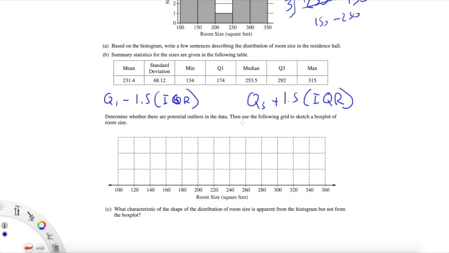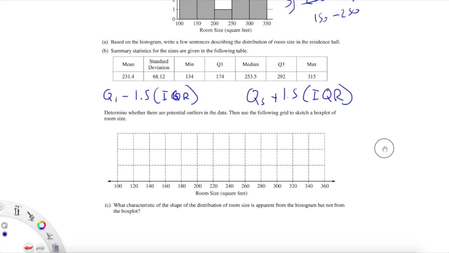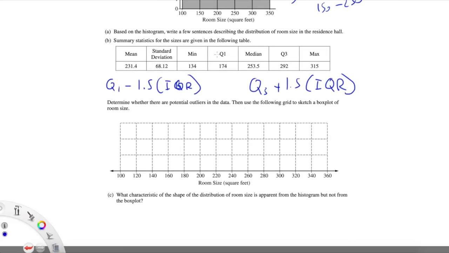Then in the next part, they say to use the following grid to sketch a box plot of the room size. So now we're going to sketch a simple box plot, and what we need for that, we already have. We need the min, Q1, the median, Q3, and the max. We're going to set our line at the min, which is going to be right around here, 134. This might be a little wiggly because I'm using a computer keyboard.